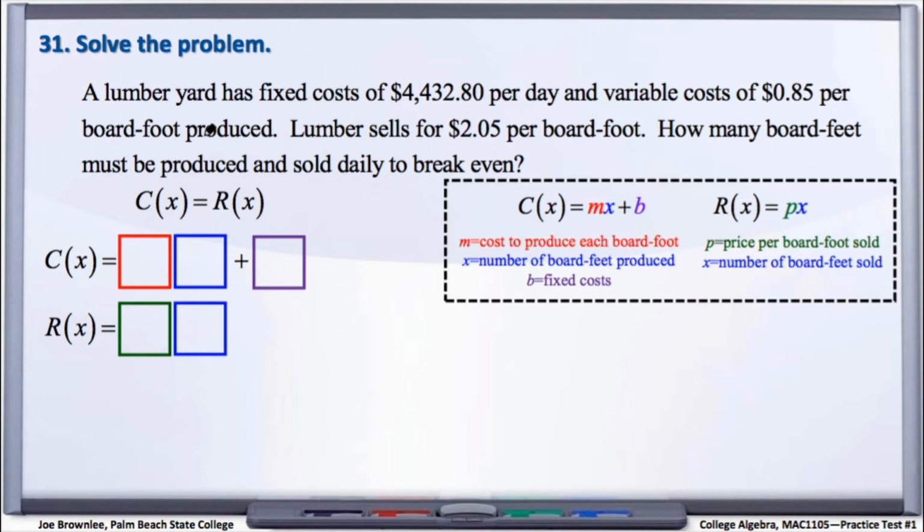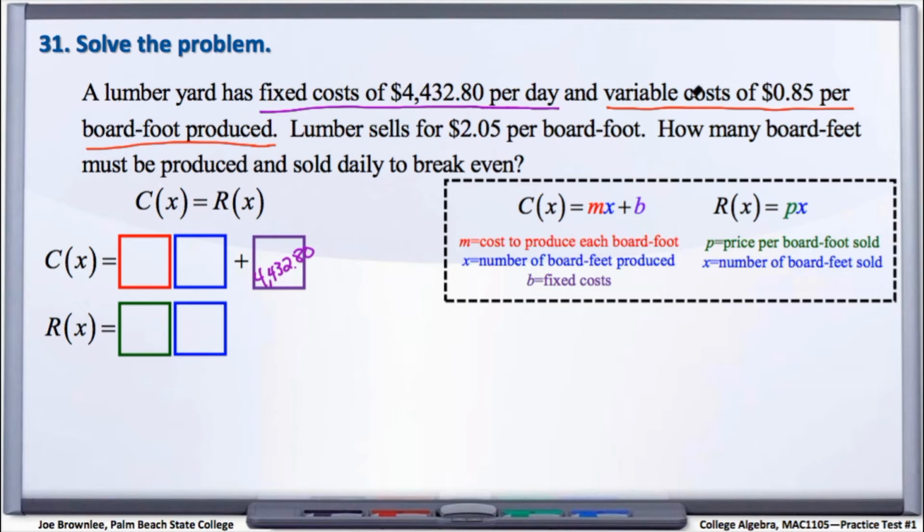So a lumberyard has fixed costs, all right, fixed costs of $4,432 per day. And again, if we look at our cost function, C of x equals mx plus b, we know b is representing the fixed costs. Well, the fixed costs are $4,432.80. All right, and we have variable costs of 85 cents per board foot produced.